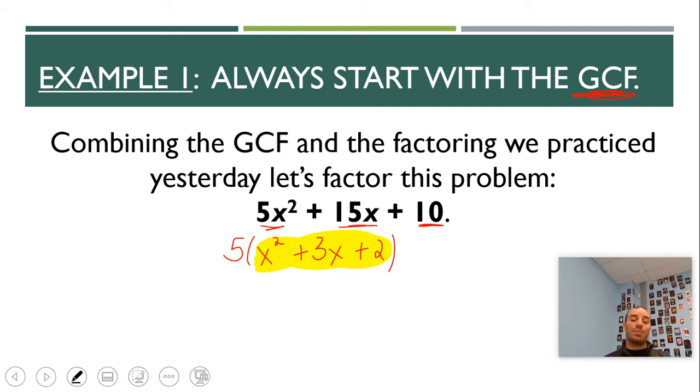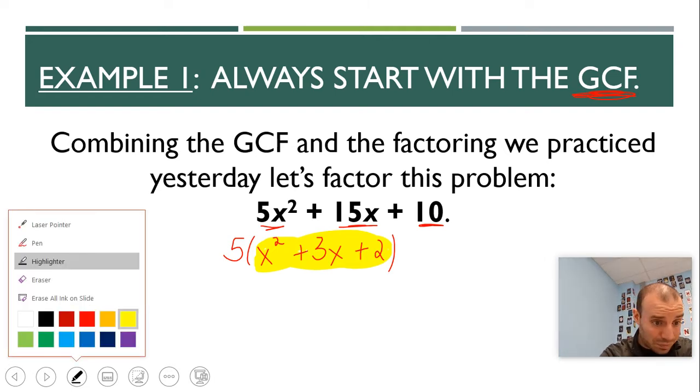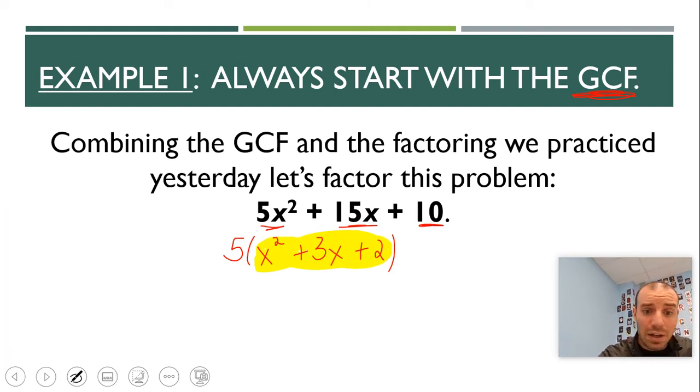Your first step should always be: can I take anything out? Can I factor something out of there? In this case, you can. Now you're just going to factor what I've highlighted here. It's our basic factoring, just like when a is equal to 1, where it has to multiply to 2 and add to 3. The only factors of 2 that multiply to 2 and add to 3 are 2 and 1.